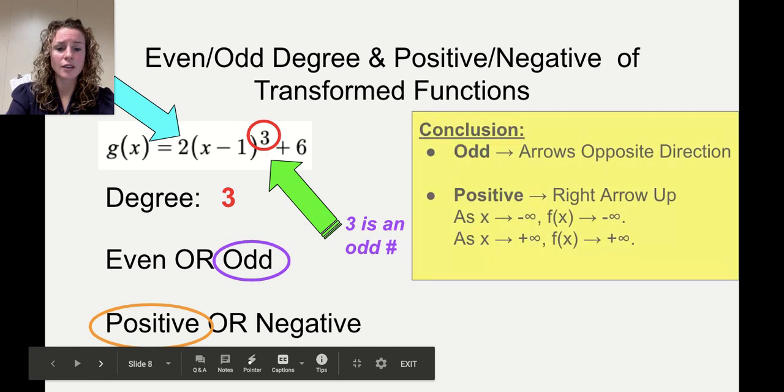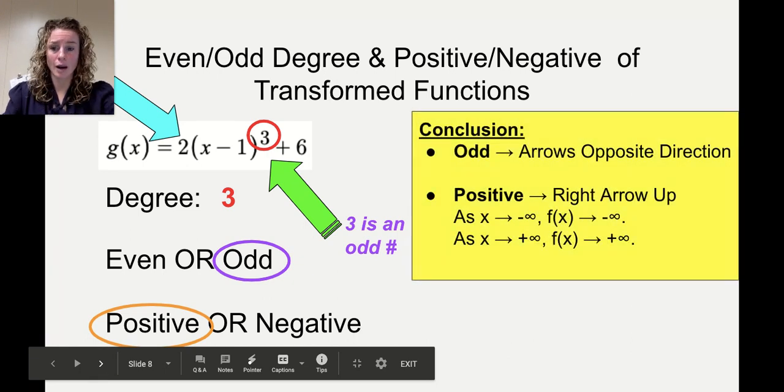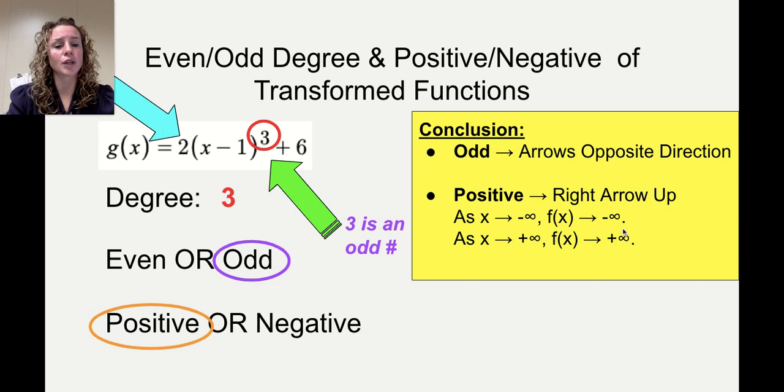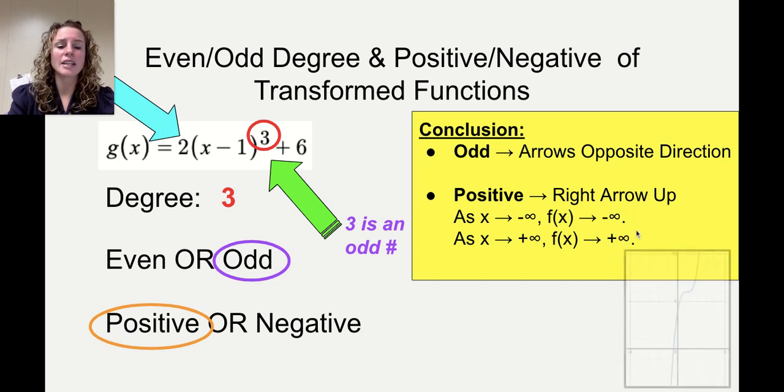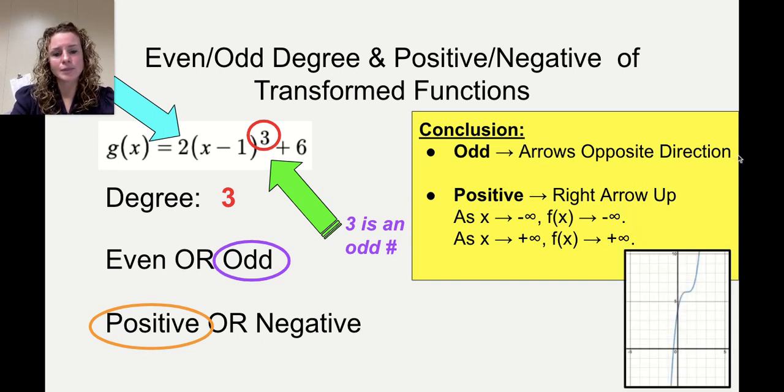So what can we conclude? Since it's an odd degree function, my arrows are going to go in opposite directions. Okay, since a is positive, that means we will go up as we go right. So because they have to go in opposite directions here, as we go left, we're going to go down. As we go right, we're going to go up. Okay, and here was what the graph would look like.